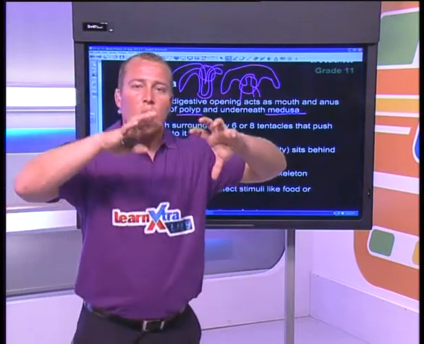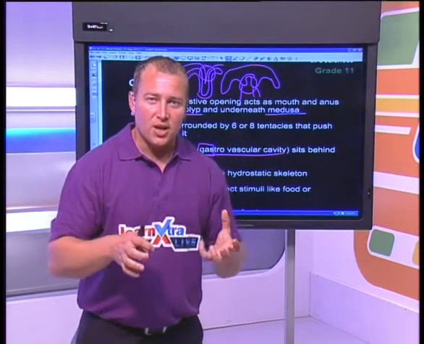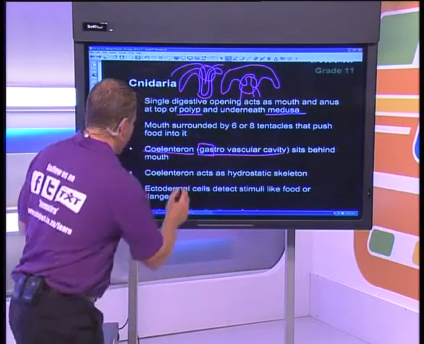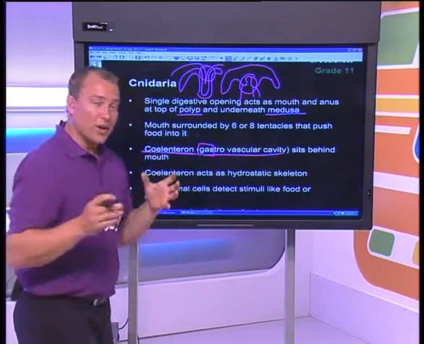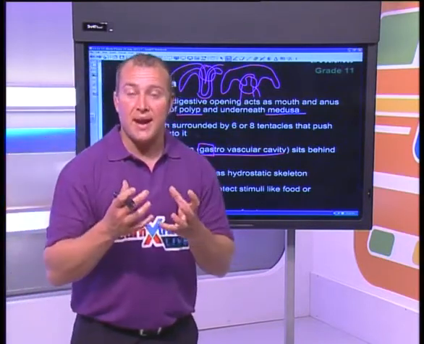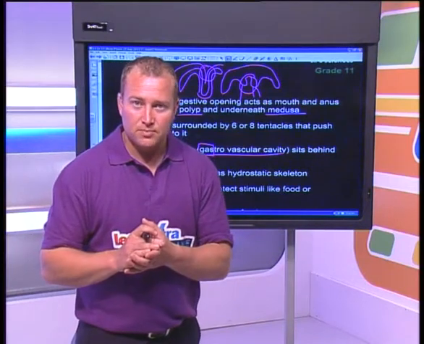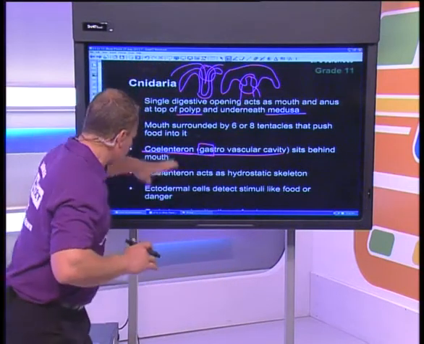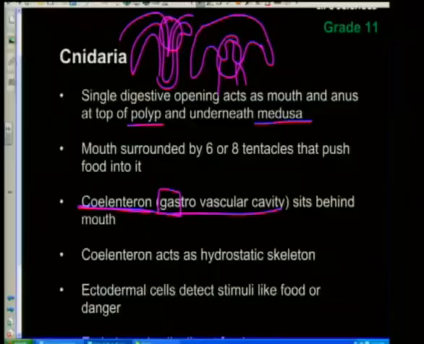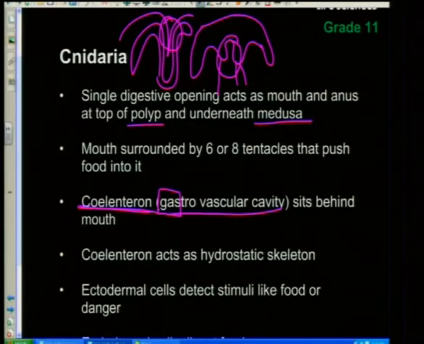We're not looking at why it's there or what it does there. You just have to remember that you get your coelenteron, that is a gas bag that's just behind the mouthpiece. Now, the coelenteron acts as a hydroskeleton. A hydroskeleton, that is a big word to look at.